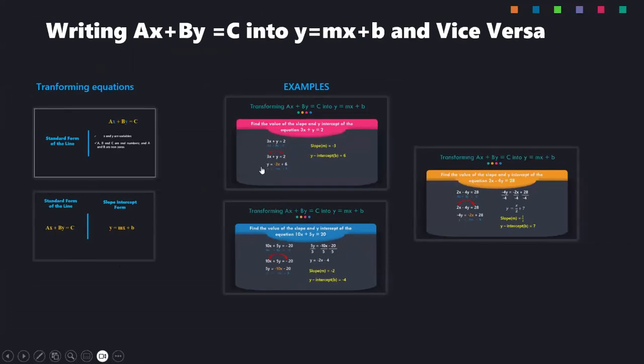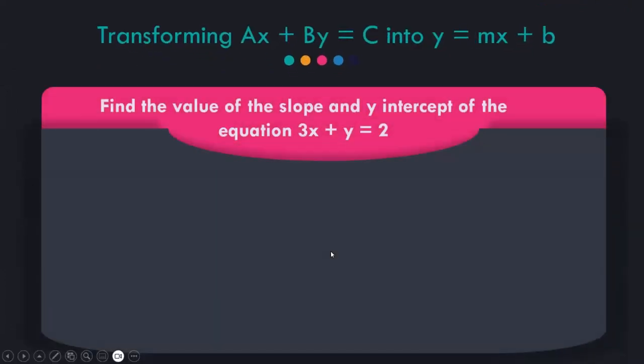let's transform equations. So first one, we need to find the value of the slope and y-intercept of the equation 3x plus y equals 2. So 3x plus y equals 2 is in the standard form ax plus by equals c. Hindi pa natin basta-basta makukuha yung value ni slope at saka ni y-intercept kapag naka-standard form. Okay? So makukuha lang natin yung value ni slope at saka ni y-intercept kapag nandun siya sa slope-intercept form, which is y equals mx plus b. So kailangan natin tong i-transpose.